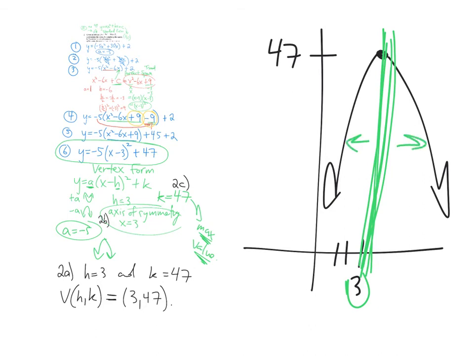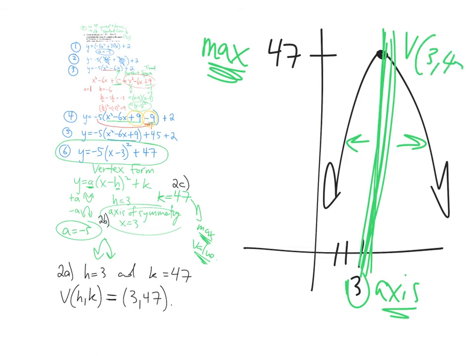And notice that this positive 3, if you make a vertical line through positive 3, that is the mirror that makes the parabola symmetrical on the left and the right side, which is why it's called the axis of symmetry. And that's why 47 is the maximum value. It's the highest point on the parabola, and that highest point occurs on the axis of symmetry, which is x equals 3. And together, that's why the vertex is 3 comma 47.